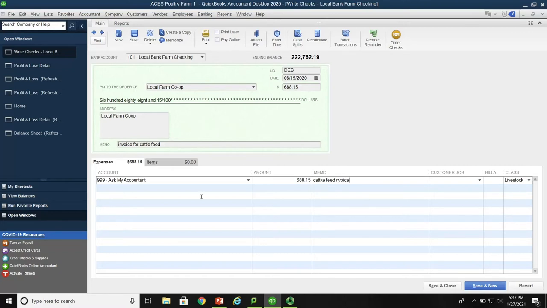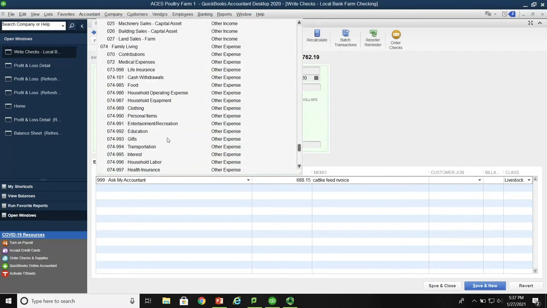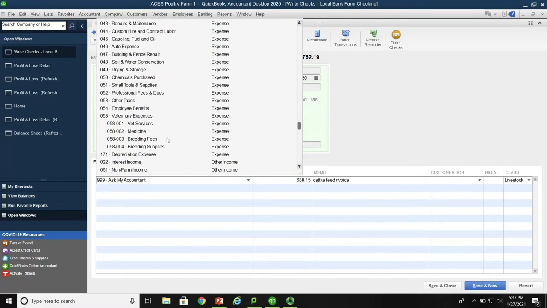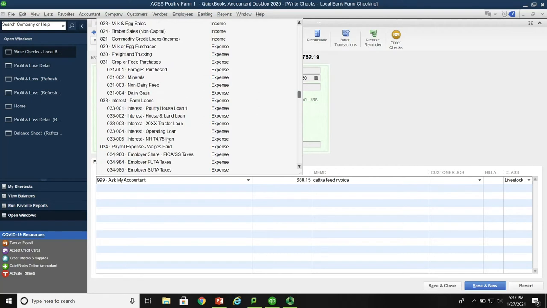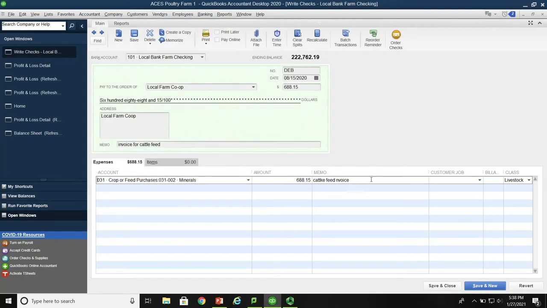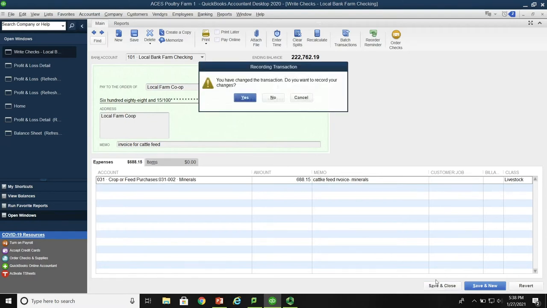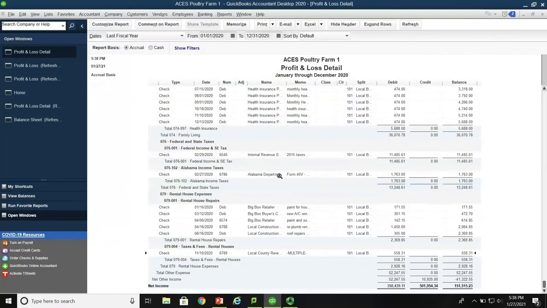Now, ideally, we would have the invoice scanned and attached to the file so that later on we can pull it up, click on this, and see the invoice. So this is going to be cattle feed. So we scroll up to our farm expenses, looking for crop and feed expense, and so let's assume for the sake of discussion that this is minerals. And it is a livestock operation here under the class account. Save and close. Thus, if you look at the profit and loss detail, there is nothing left under the Ask My Accountant account. So that completes the final check.